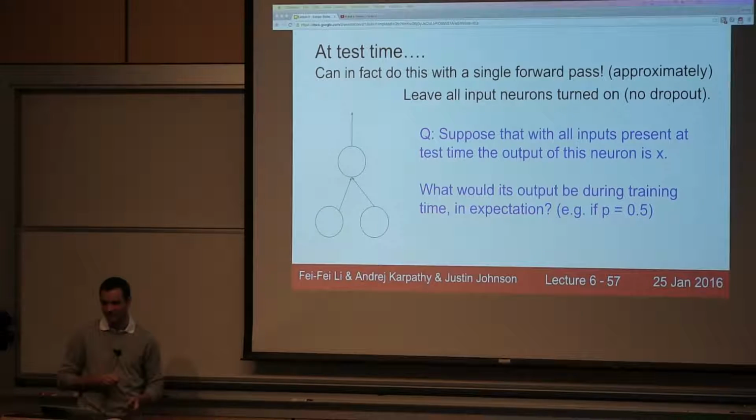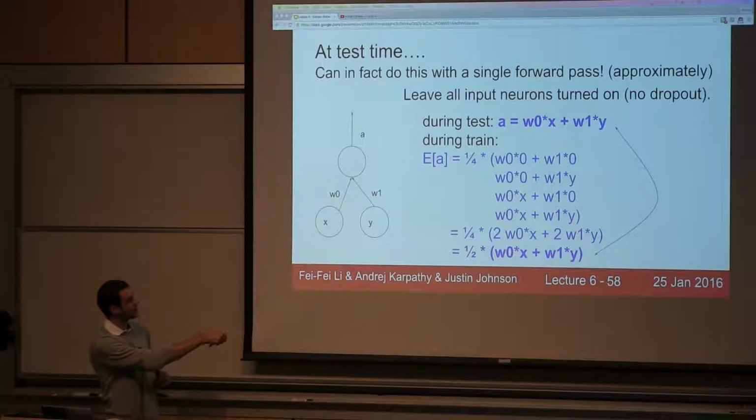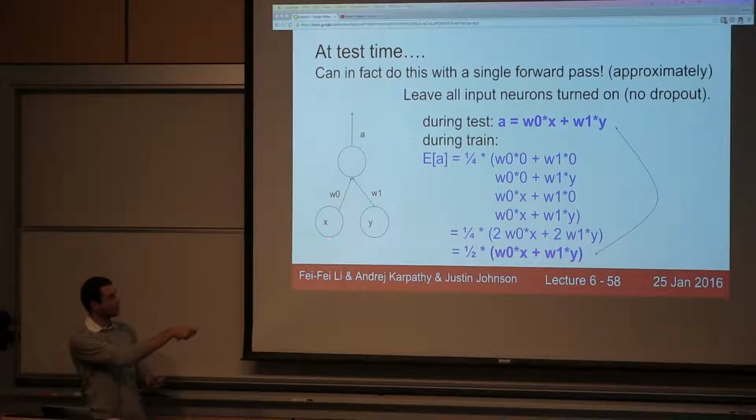So let me show you exactly what this means. During test, this neuron computes, say there's no nonlinearity, we're only looking at a linear neuron. During test, this activation becomes W0, which is the weight here, times X, plus W1 times Y. Okay? So that's what we want to compute at test time. And the reason we have to be careful is that during training time, the expected output of A in this particular case would have been quite different. So we have 4 possibilities. We could have dropped one or the other or both or none. So in those 4 possibilities, we would have computed different values.